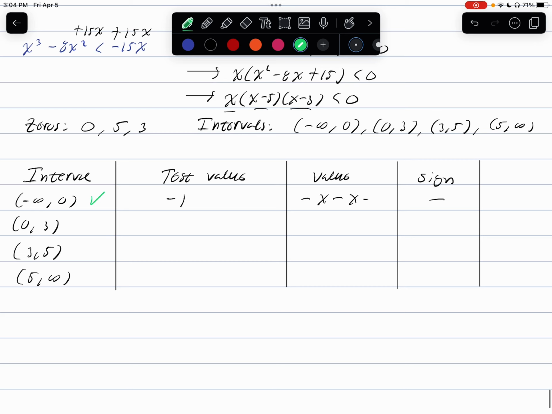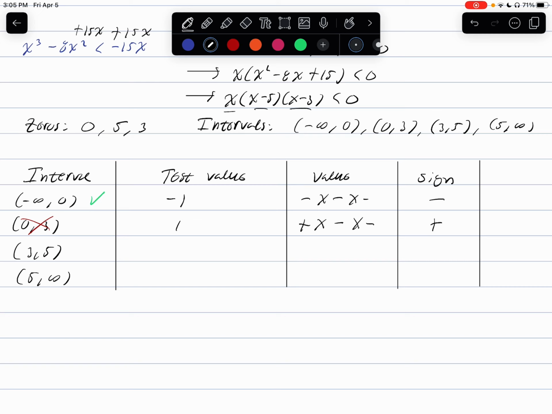Now we'll test from 0 to 3. If we plug in 1, we'll get 1, which is positive, times 1 minus 5, which is negative, and then 1 minus 3, which is also negative. So we'll have positive times a negative, which is negative, times the negative again, which is positive. Since we're looking for everything less than 0, this is not going to be part of our solution.